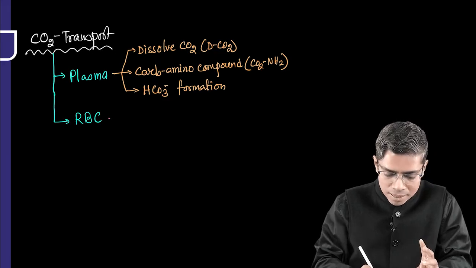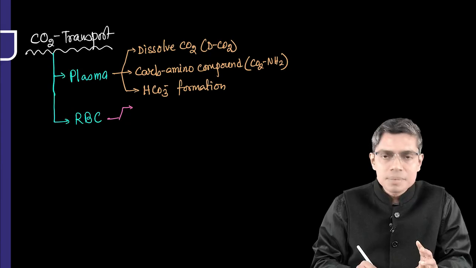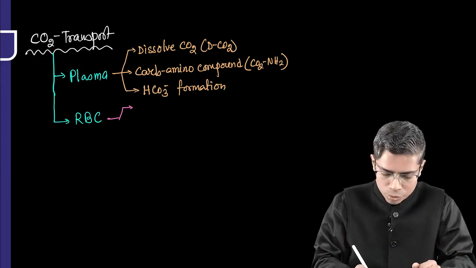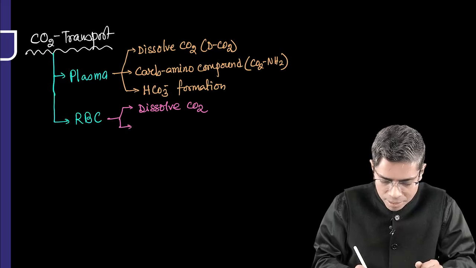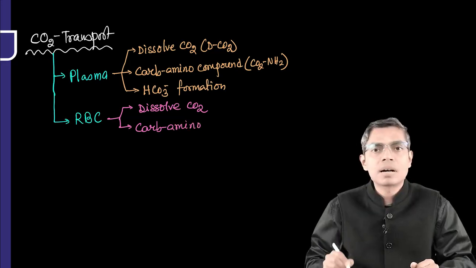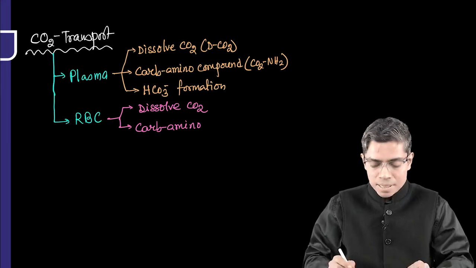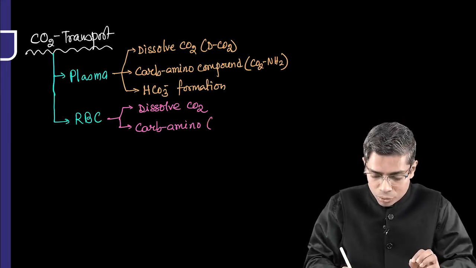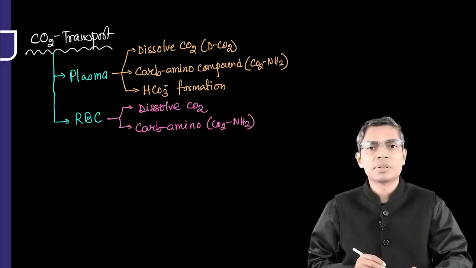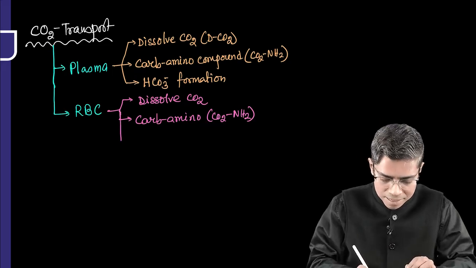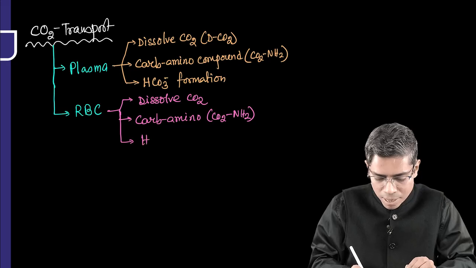Same way, if you look at the level of RBC also, RBC will also have some water, okay? So there will be dissolved carbon dioxide also, right? There will be carb amino compound here also. So how will the carb amino compound be formed inside the RBC? Inside the RBC, hemoglobin is there. So whenever the carbon dioxide is attached with the NH2 group of the hemoglobin, that is the carb amino compound inside RBC. And inside the RBC, obviously, the bicarbonate formation is also going to happen.